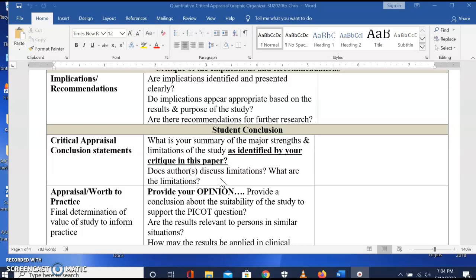And this should be discussed in the article. There's a problem if the author does not discuss limitations, because there's always limitations. We can't control every variable in a research study. So it's very important for authors of research studies to discuss what the limitations are and what people who are reading the research should really consider about the study and the study deficits, perhaps, when they are looking to use this information in practice with patients.